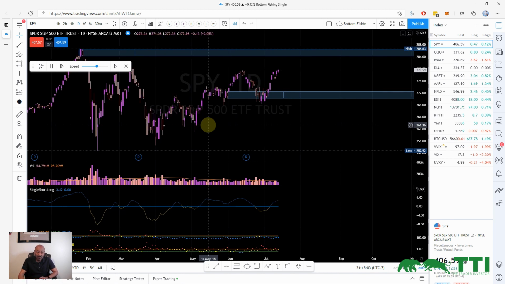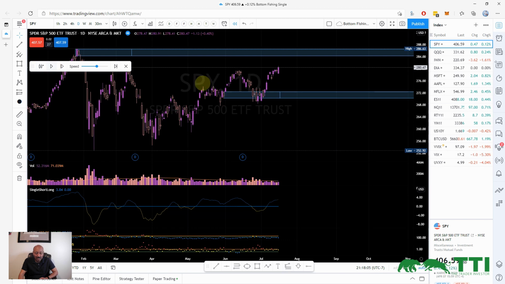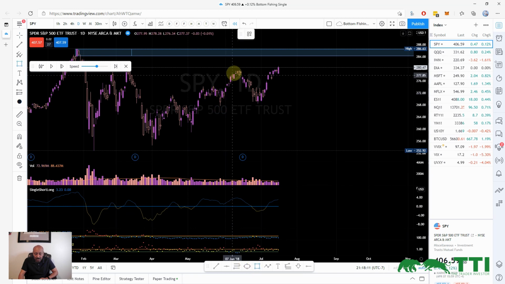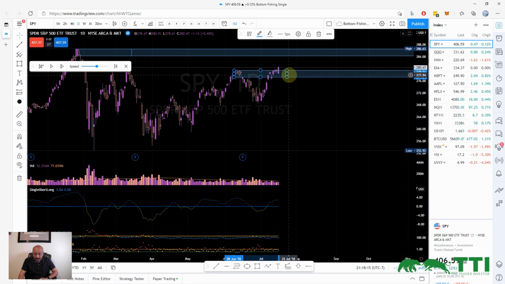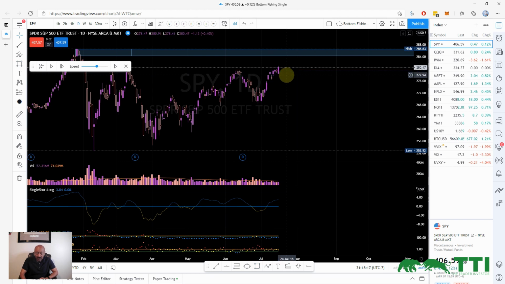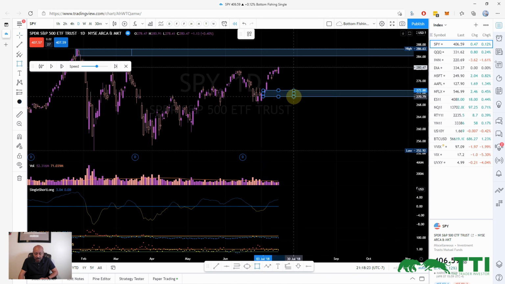When we come to the mitigation, as we did here, we mitigated this. I'm not going to leave it, but we mitigated this. We just mitigated that. And we've created a new order block down here. We have a new order block.